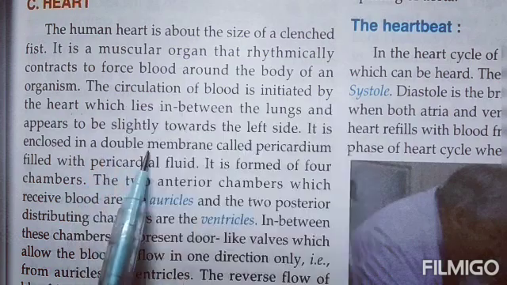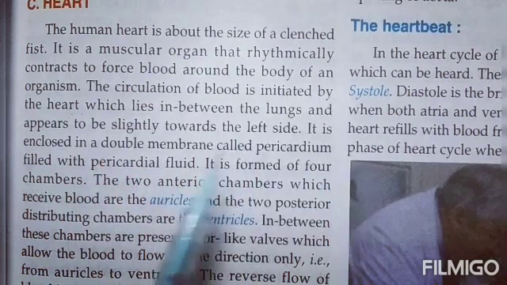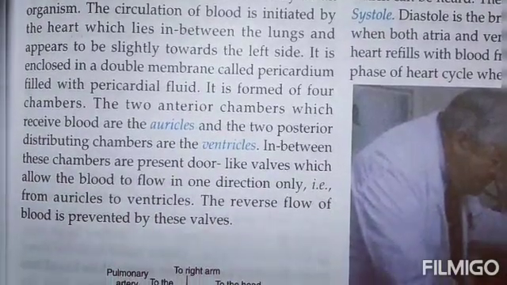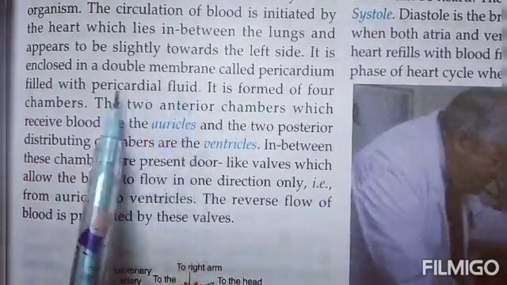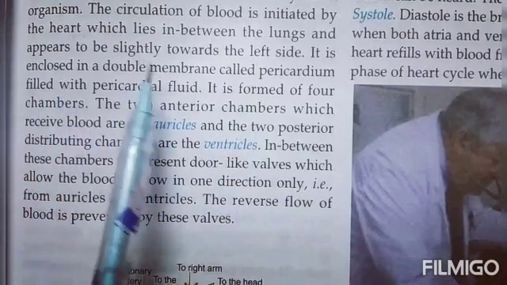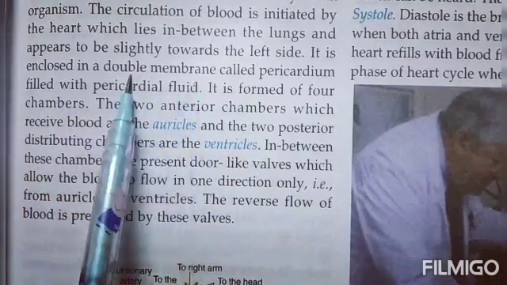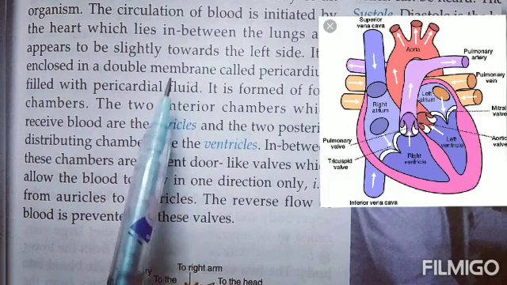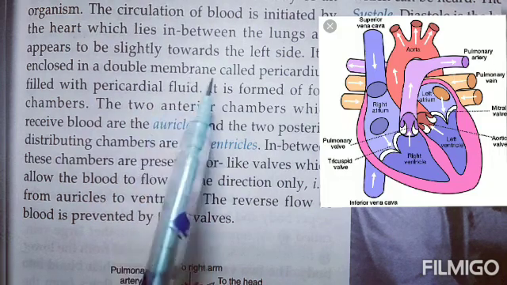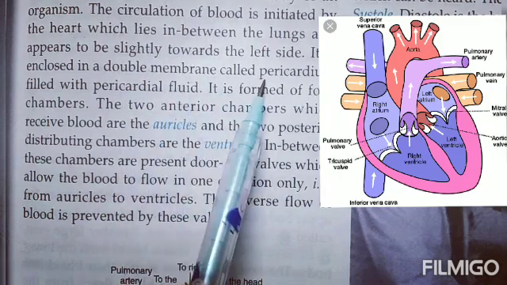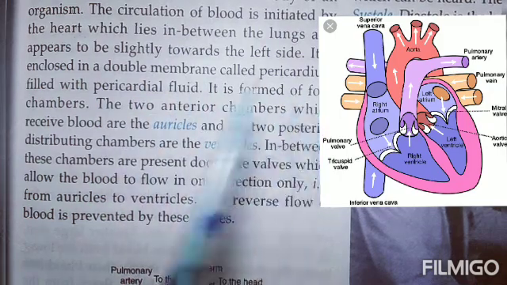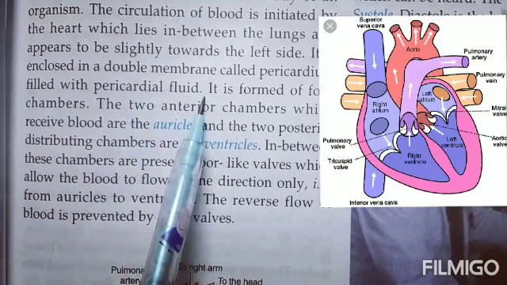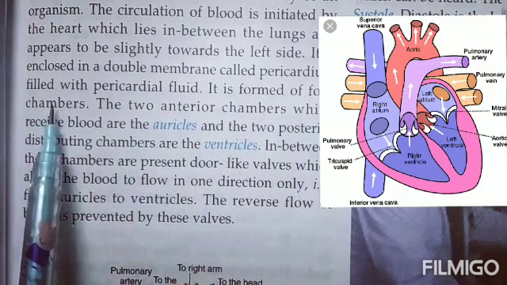It is enclosed in a double membrane called the pericardium, which is filled with the pericardial fluid. Now the heart is enclosed in the double membrane. That means it has a double wall around it. And in between this double wall, there is a fluid, children, that acts as a shock absorbing fluid. This double membrane or the walls are known as pericardium, and the liquid filled between the layers is known as the pericardial fluid.